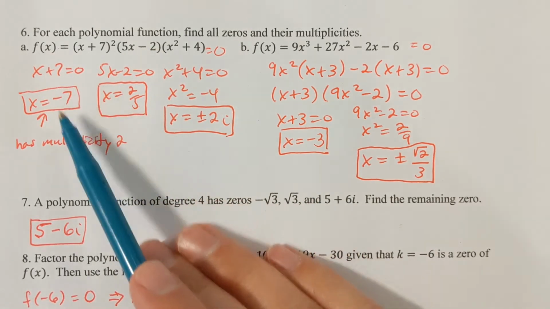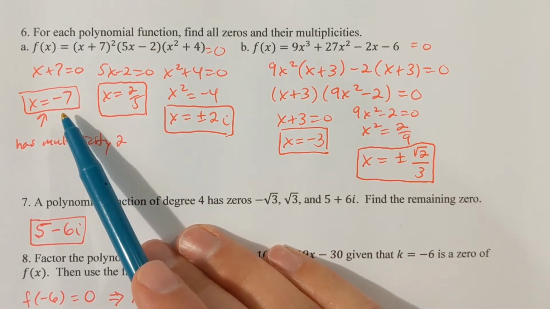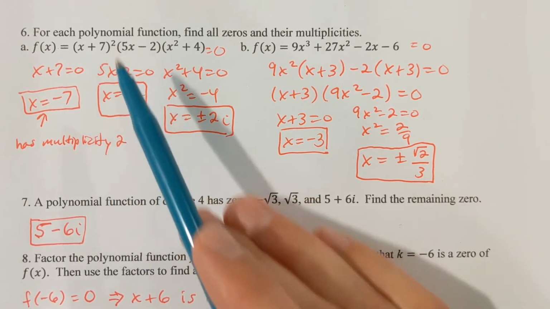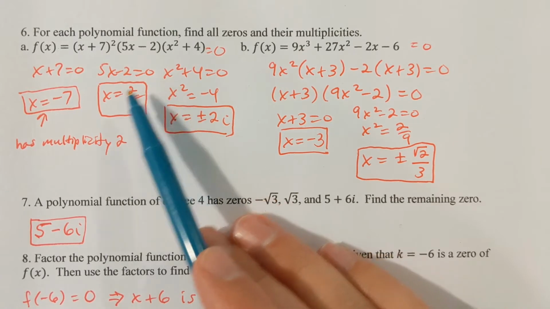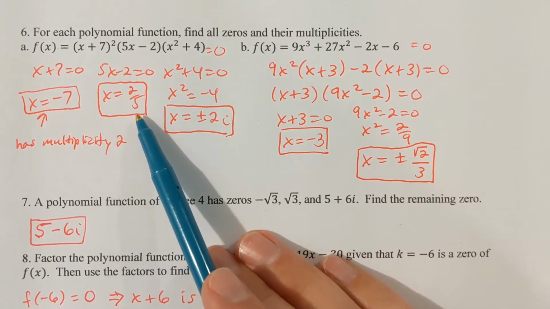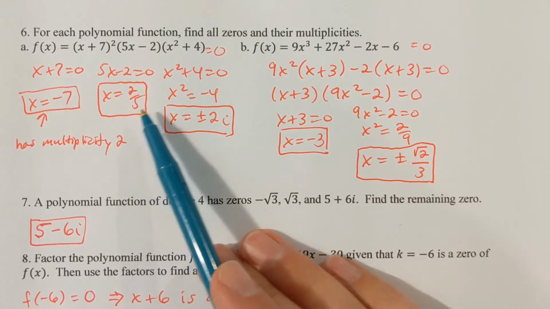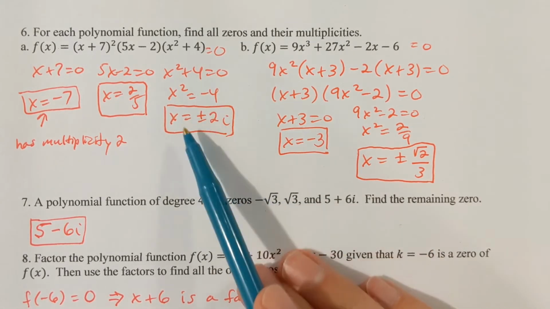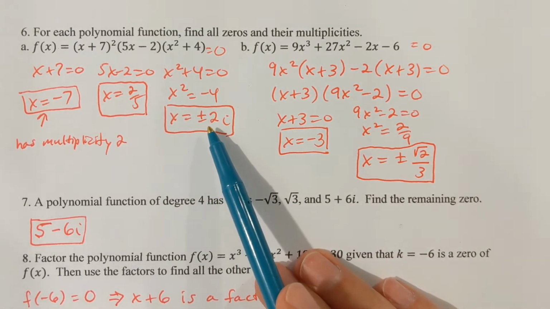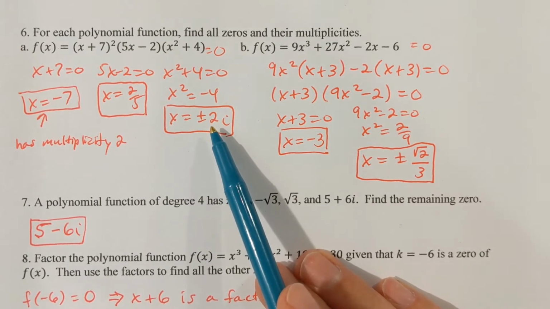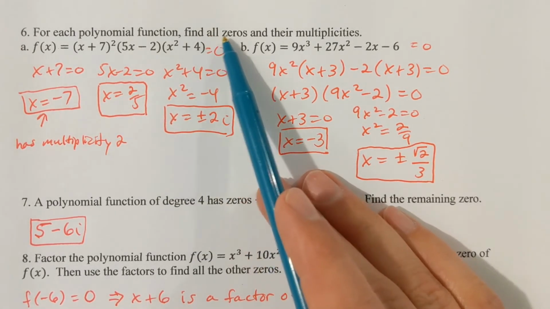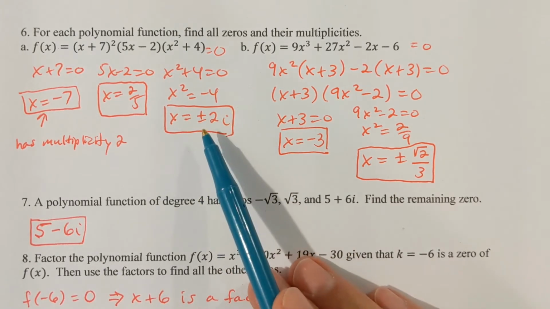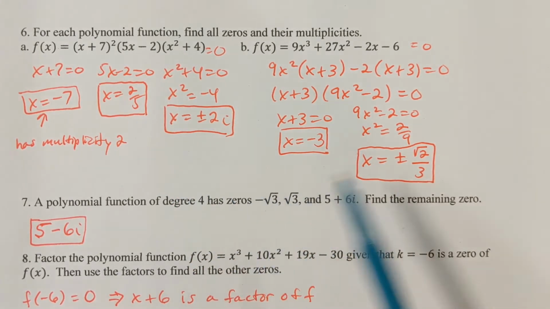X plus 7 equals 0 means that x is -7. Now that's going to have a multiplicity of 2 because the factor was seen twice. 5x minus 2 equals 0 means that when you add 2 and divide by 5, you're going to have x equal 2/5. And then x squared plus 4 equals 0, subtract 4, and then take the square root of both sides, and you're going to have plus or minus 2i. We want to find all the zeros, so I want to make sure that I'm including all the numbers, whether they're real or imaginary.